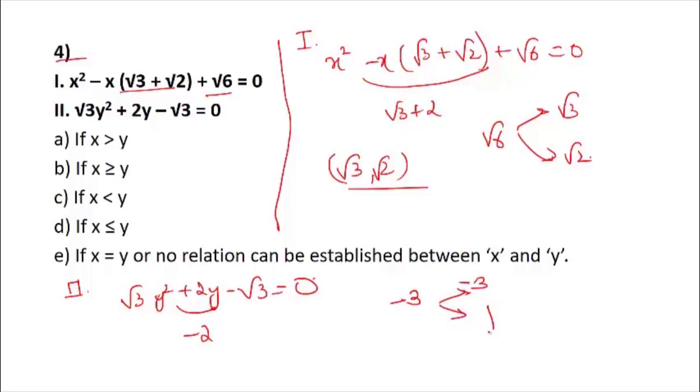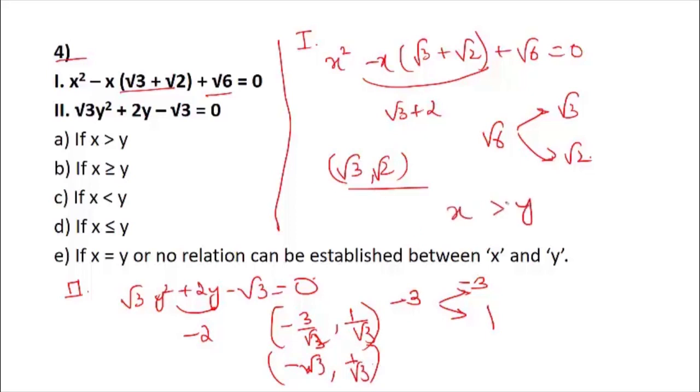Now you have to break this into two factors, that is 3 and 1. Now this would be minus and this would be plus, so it will give you minus 2, because we want a negative sign, so the larger number would be negative. So your factors should be minus 3 divided by root 3 and 1 by root 3. So this is minus root 3, this is 1 by root 3. So what relation do we have here is, you can clearly see that x is greater than y. So where we have that is 4a.